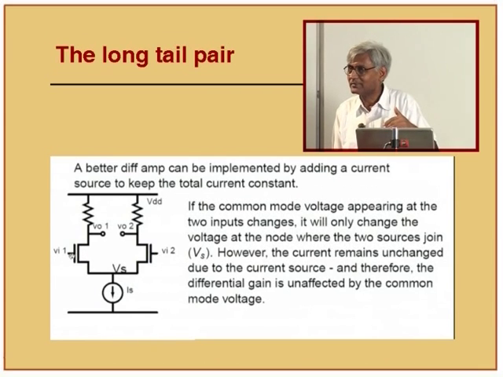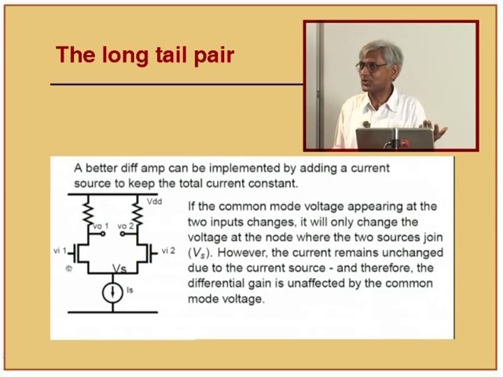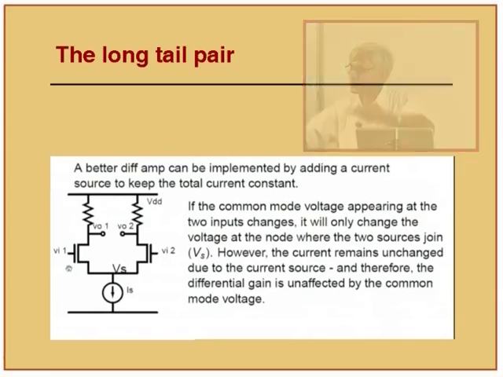Earlier it was grounded, right? But by putting a current source here, even if you change the common mode voltage, the current through each transistor remains the same. Therefore, the gain remains the same. This therefore will be a very good differential amplifier. So we'll use it.